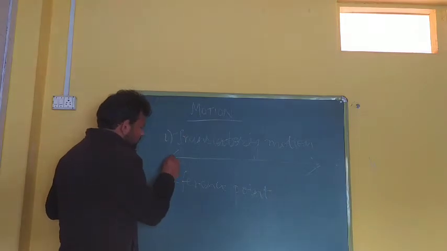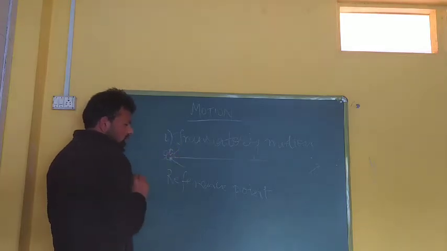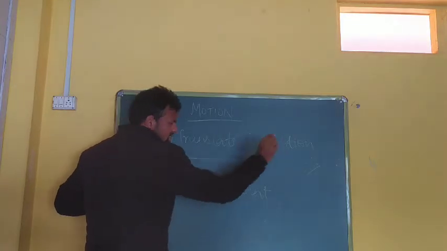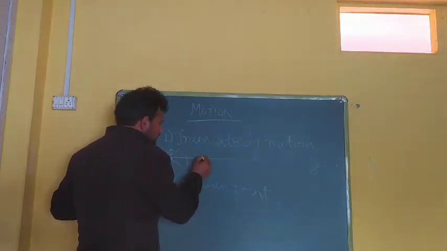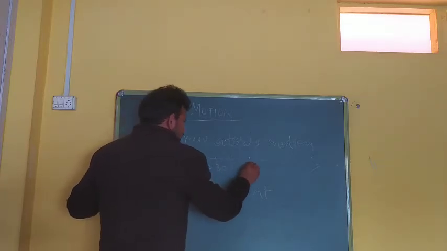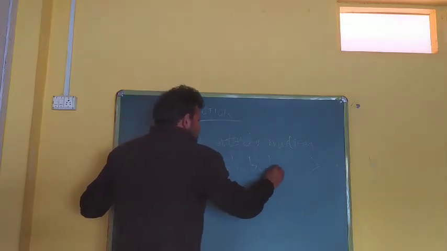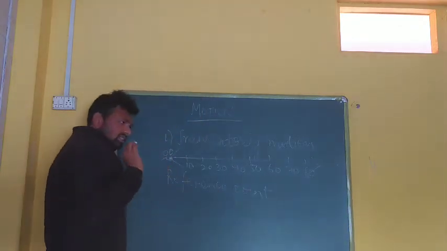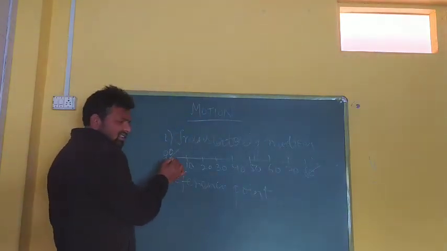Suppose we have a particle here at point O. This is point O. Okay? I will take it on a scale. This is a straight line. The particle is moving in a straight line. 30, 40, 50, 60, 70. Okay. Let us consider the motion of a particle in a straight line.